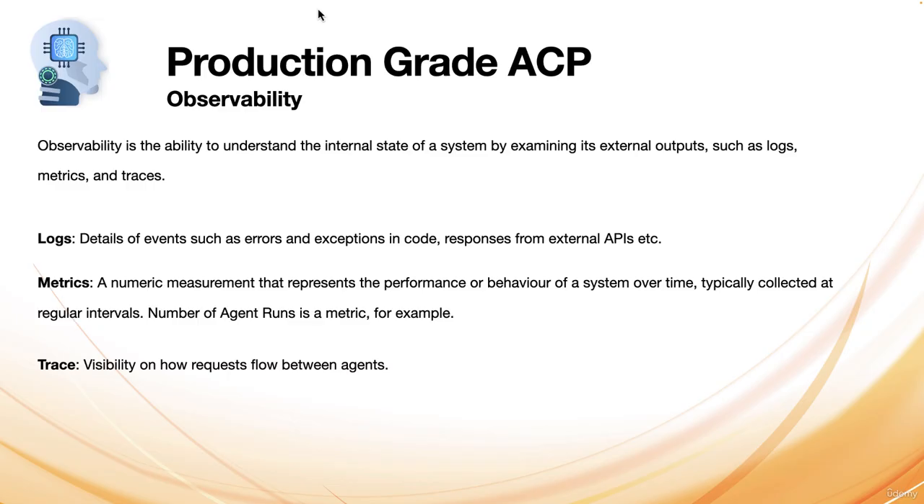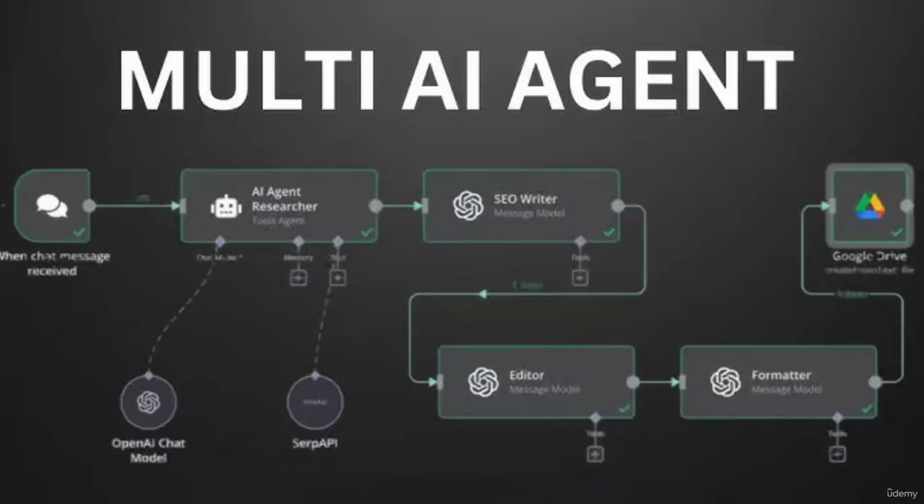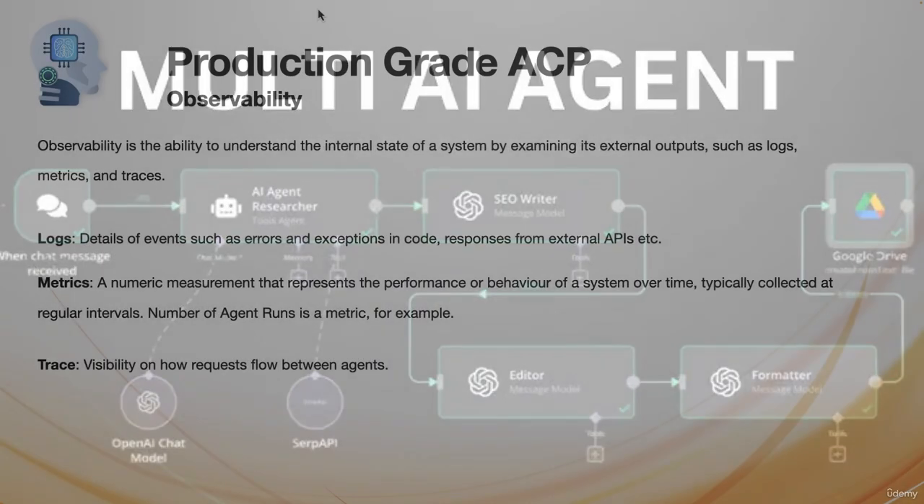Trace provides visibility on how requests flow between agents. In a multi-agent workflow, multiple agents are engaged and they often talk to each other, and if there is an error somewhere, it will be hard to understand where the request is failing, and traces will give us visibility as to what agents are engaged or communicated with to fulfill a request.